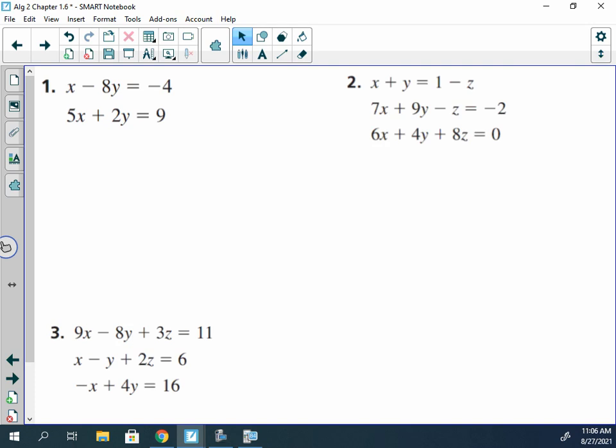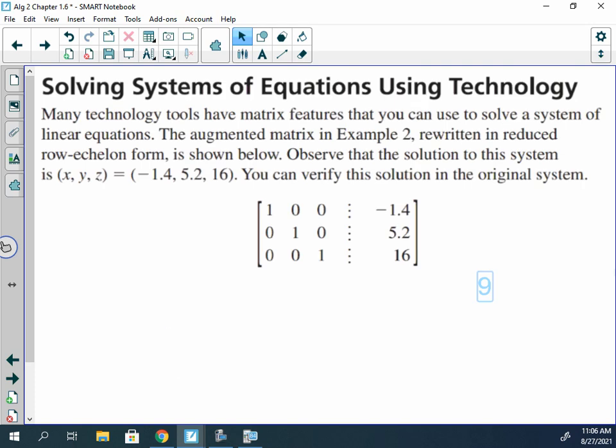I don't think we need to see more examples of how to write these as an augmented matrix and their dimensions. Solving systems of equations using technology. Many technology tools have a feature that you can use to solve systems of linear equations. The augmented matrix in example 2, rewritten in reduced row echelon form, is shown below. Observe that the solution to the system is x, y, z equals negative 1.4, 5.2, and 16. We can verify this if we wanted to by plugging it back in to see that the equations do work out, like we did yesterday when we plugged in those values of A and saw that they did work.